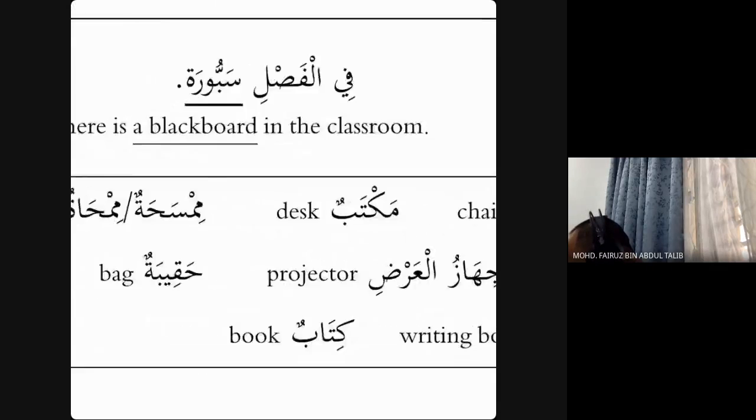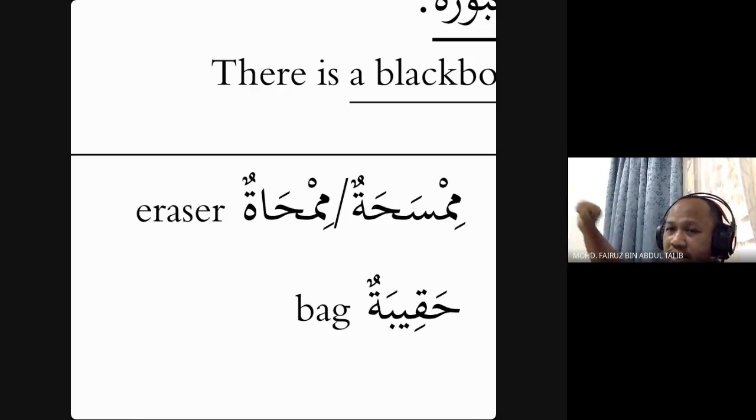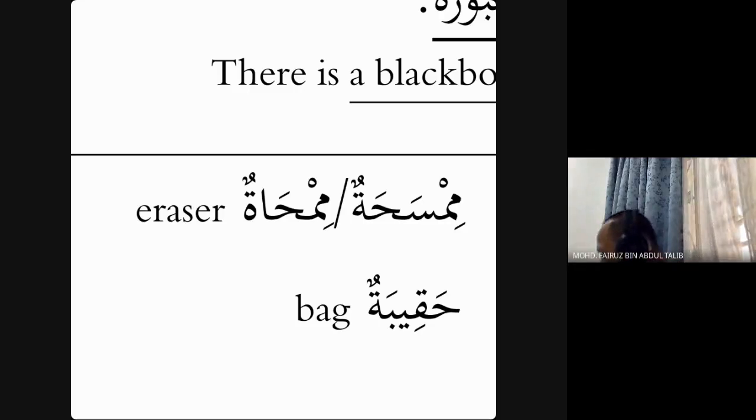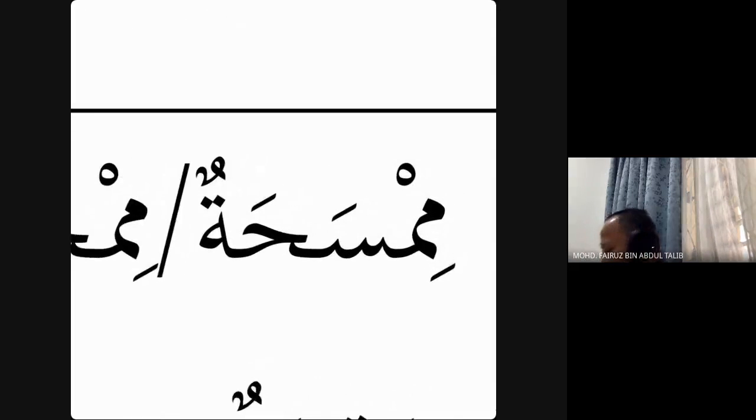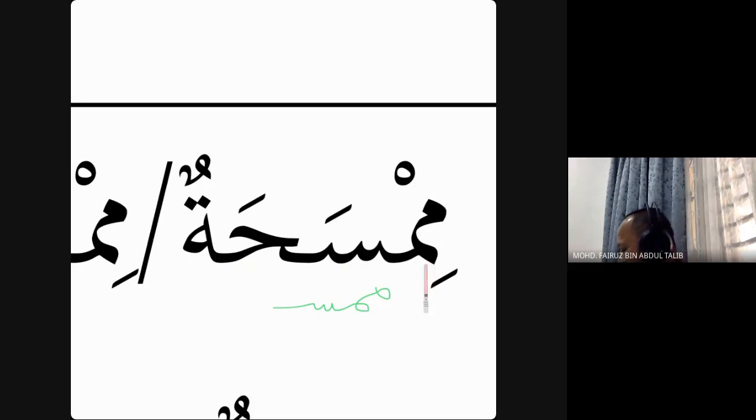Next word is the eraser. This can be used for any kind of eraser. It can be your eraser or the whiteboard eraser. We use the same word. People normally use two words. The first word is mimsahatun. This is mim, this is another mim. Mimsahatun, mimsahah. That is the first word.